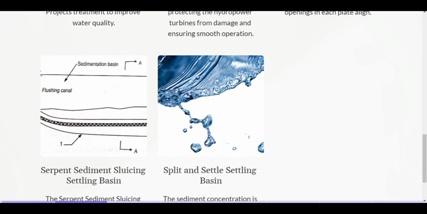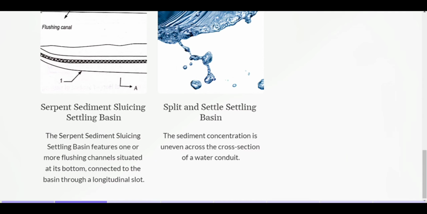Serpent sediment sluicing settling basin. The serpent sediment sluicing settling basin features one or more flushing channels situated at its bottom, connected to the basin through a longitudinal slot. Split and settle settling basin. The sediment concentration is uneven across the cross-section of a water conduit.